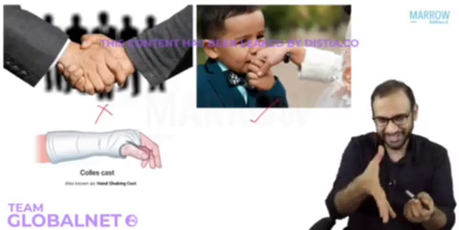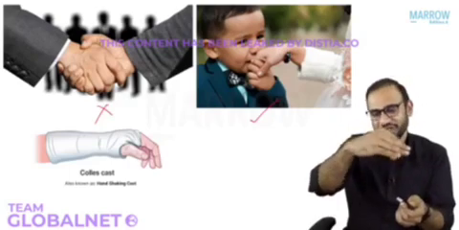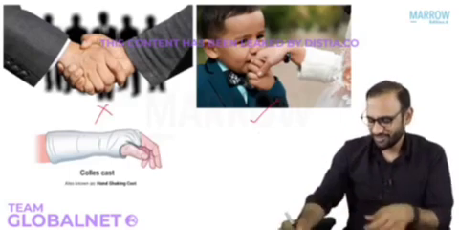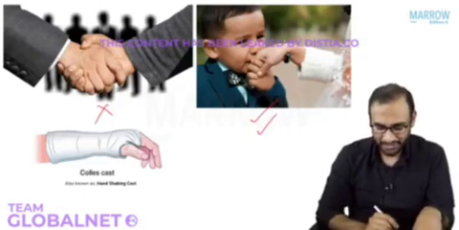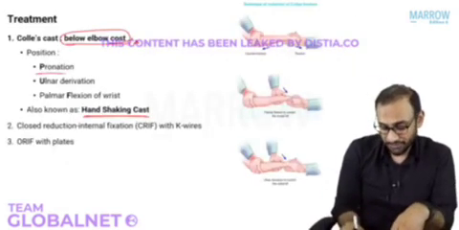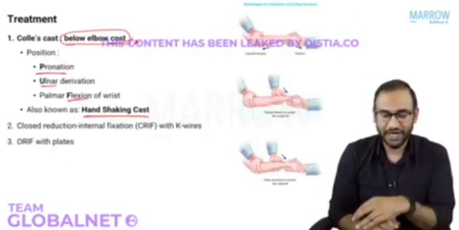That's why we call it the handshaking cast. Okay, not the casual handshake. It is this proper pronation, ulnar deviation, and flexion. This is the proper handshaking cast. Okay, that is the handshaking cast that you will use. So there is pronation, ulnar deviation, and flexion at the wrist.